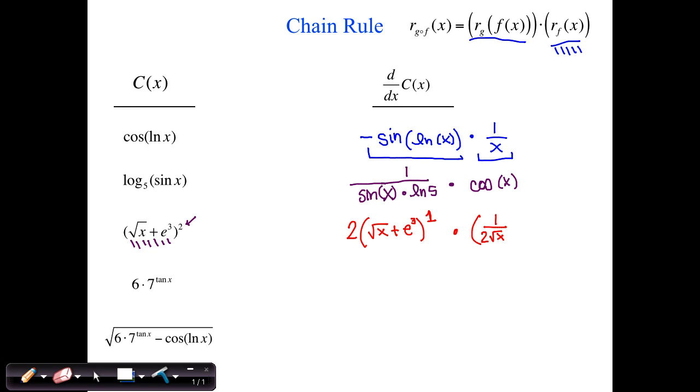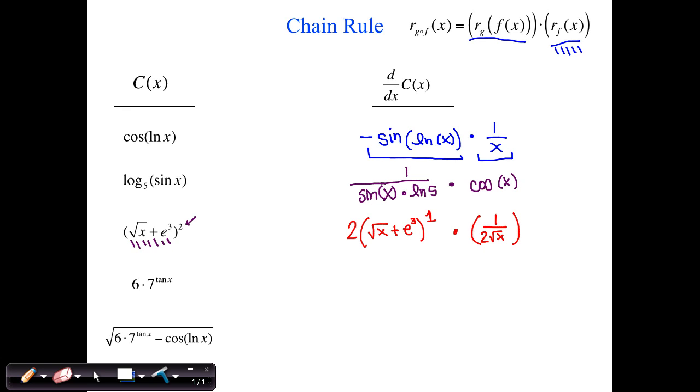What's the derivative of e cubed? 0. Yes, why isn't it e cubed? Yeah, e to the x has itself as its derivative, but e cubed is just a number. There's no x's in it, so its rate of change with respect to x, there isn't an x. It's not changing when I change x. E cubed stays as e cubed. So I could write plus 0, or don't. Plus 0 doesn't change anything. Up to you, but we do have 2 times this expression times 1 over 2 root x.